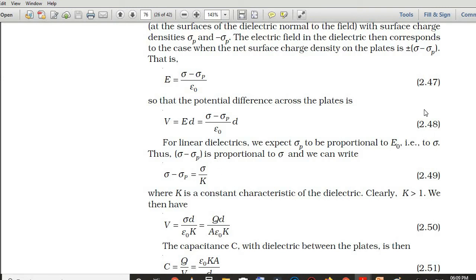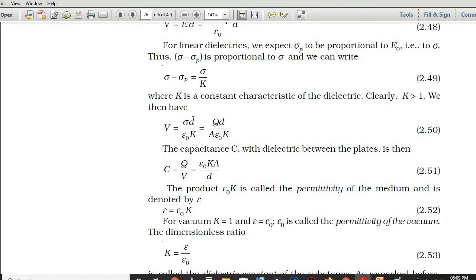Thus, in this equation 248, we can substitute. Instead of sigma minus sigma P, we can write sigma divided by k. Thus, V is equal to, instead of sigma minus sigma P, sigma by k. D is already here, epsilon is here. Thus, V is equal to sigma d divided by epsilon 0 into k. But sigma is equal to q by A. Therefore, V is equal to qd divided by A epsilon 0 into k. Okay, is it clear?